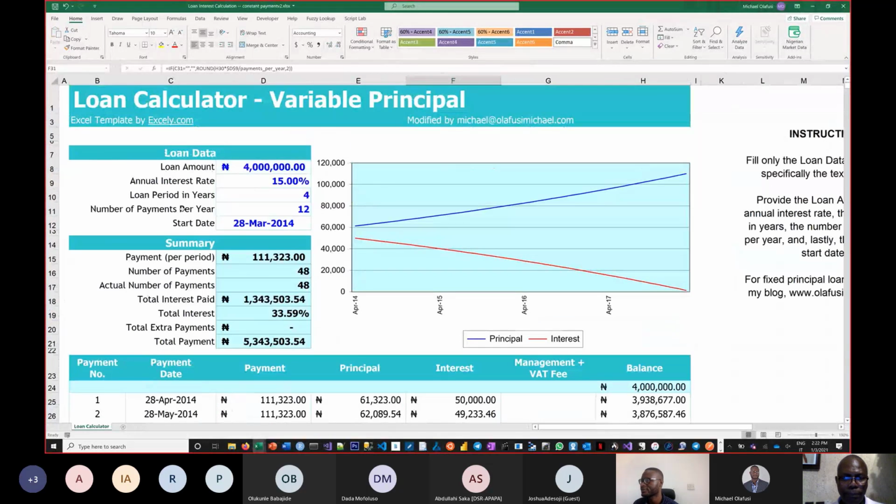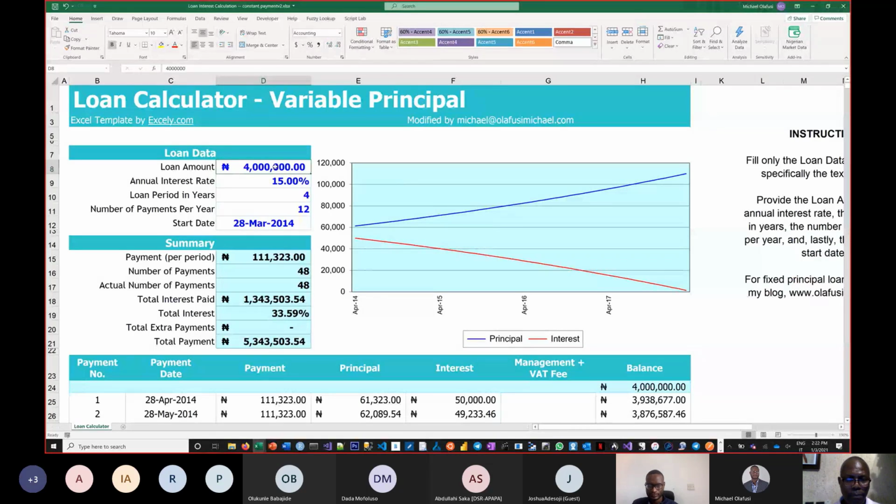I didn't develop this originally. It is developed by Exeli.com. I only modified it to be more appropriate for Nigeria, right? So it has the Naira sign, and then I added a few things too. So imagine that I'm to take a salary loan of 4 million Naira at this rate. In fact, let's type something new.